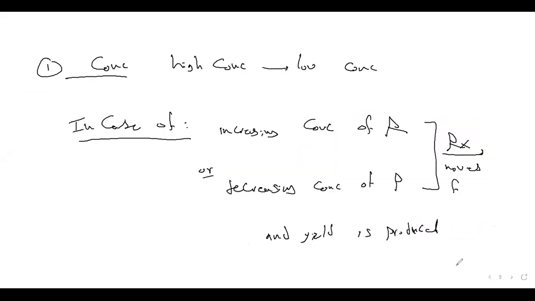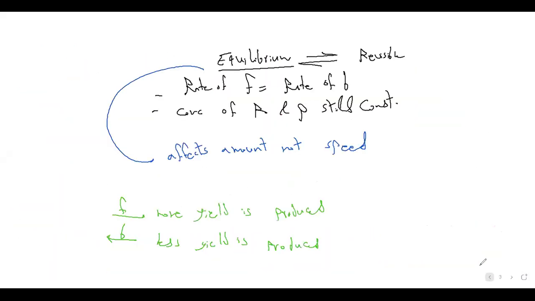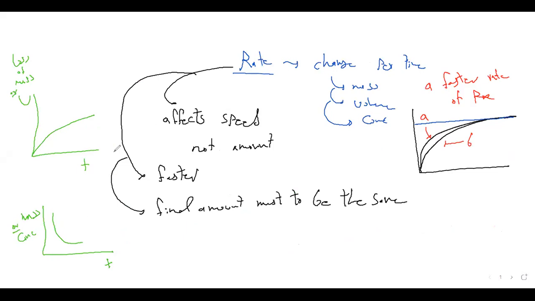So there's a difference between rate and equilibrium. This is the first point today. Rate is change per time. It changes mass per time, volume per time, concentration per time. Rate affects speed, not amount. Faster rate or slower rate, both have the same final amount, but the difference is for the rate of reaction to be faster or slower. Volume with time or loss of mass with time will be directly proportional. Mass or concentration with time will be inversely proportional.